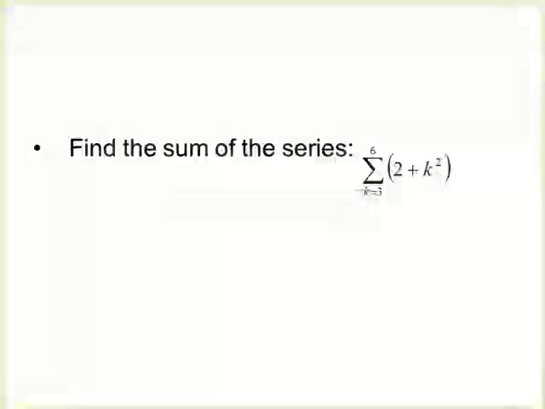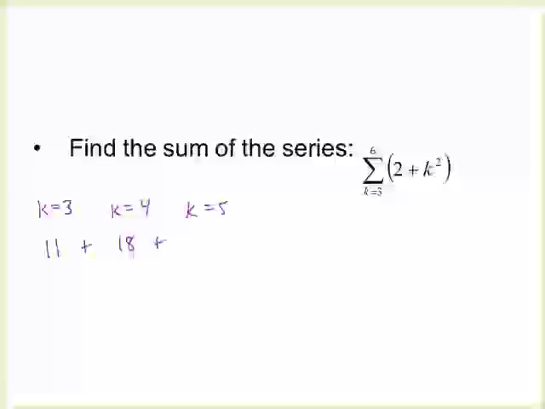So on the next one, what do I start plugging in? 3. We've been starting at 1 a lot because it's kind of an easy place to start, but you start at whatever the bottom tells you to start at. So this question tells us to start at 3. So I start by plugging in 3. 2 plus 3 squared is 11. Then I plug in 4. 2 plus 4 squared gives 18.